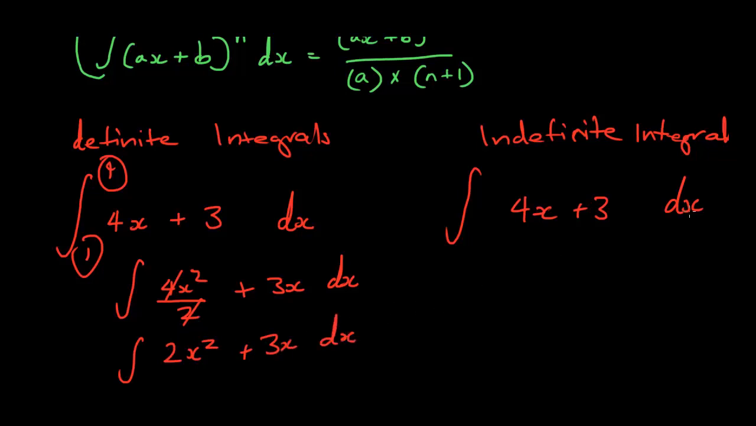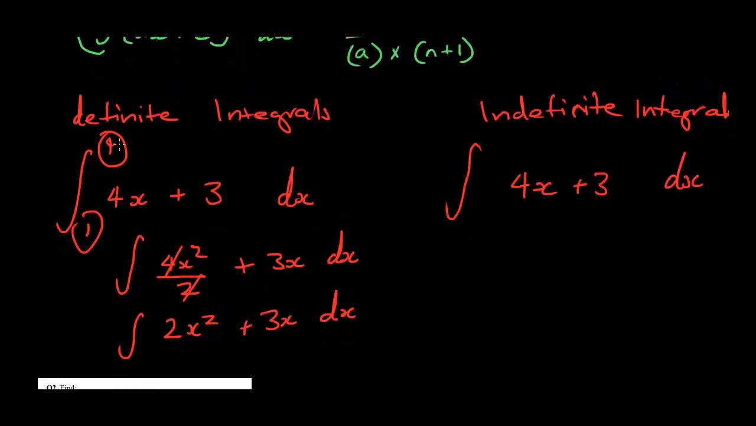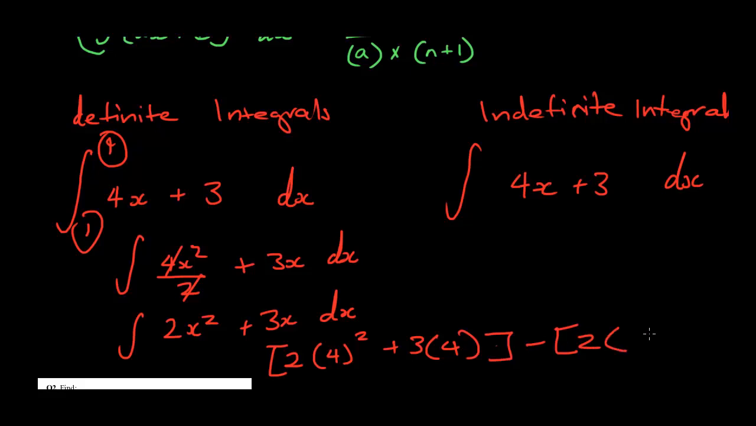Now what I'll do is subtract the value at 1 from the value at 4 while subbing them in. So all I'd do is, since it's 2x squared, I'd go 2 times 4 squared plus 3 times 4, minus the exact same as the other one, except subbing in the 1 now: 2 times 1 squared plus 3 times 1. Okay, cool. So that's pretty much it, and I'll just chuck it into my calculator now.